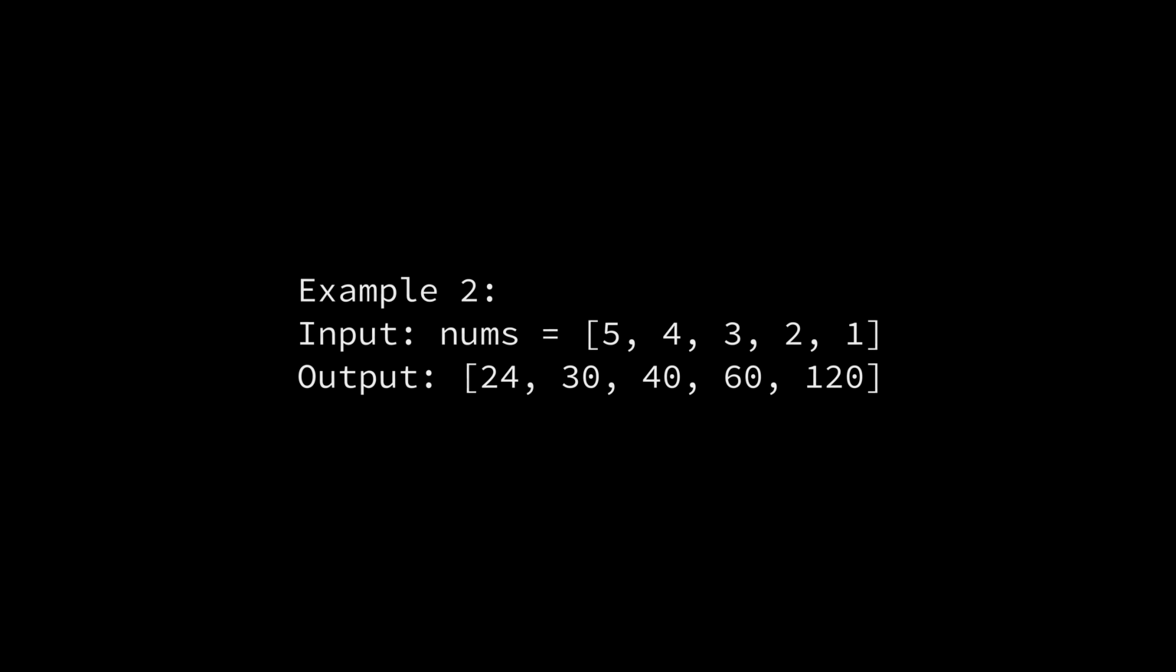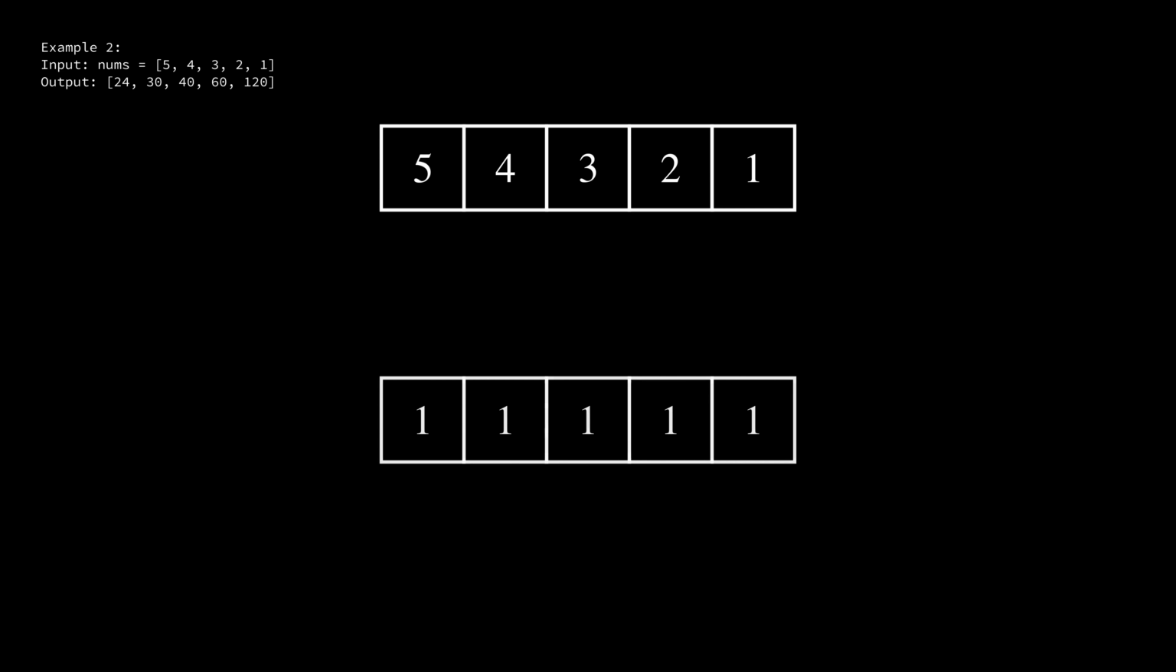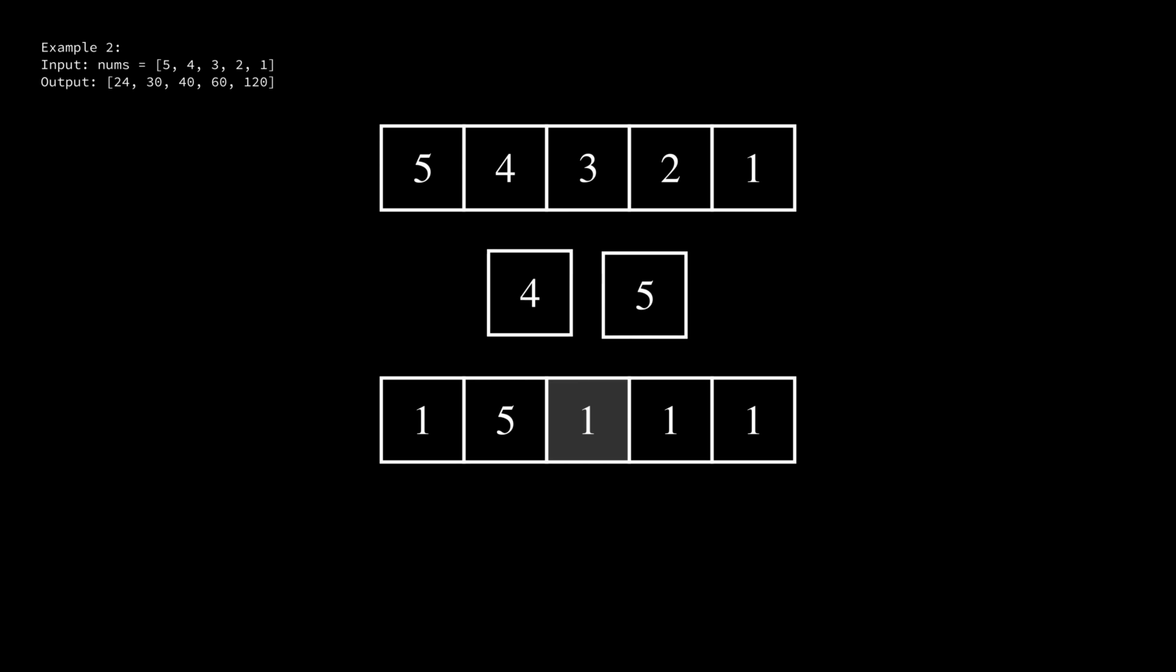Having seen the limitations of the naive approach, let's explore a more optimized solution with another example. In this method, we will start by initializing an additional array with ones. First, we calculate the left-hand products. Starting from the left, we progressively multiply the elements of nums and store the cumulative product in our left array.